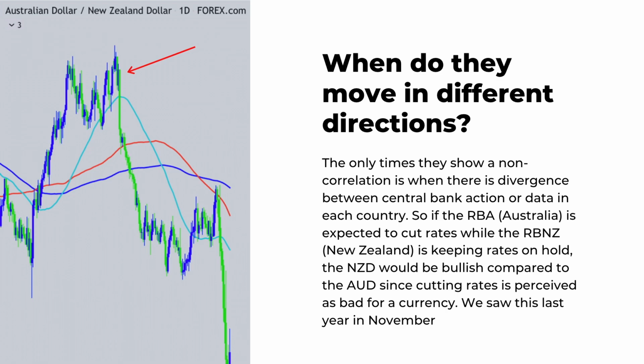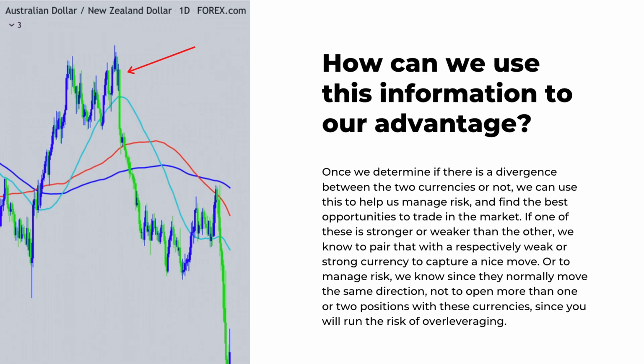So that's one way to basically tell if one is stronger than the other. Now, how do we use this to our advantage? Well, once we determine if there's a divergence between the two currencies, if one is a lot stronger than the other, or if it's more neutral and they're about the same, we can use it to help manage risk and find the best opportunities to trade. So let me elaborate a little bit more on that.